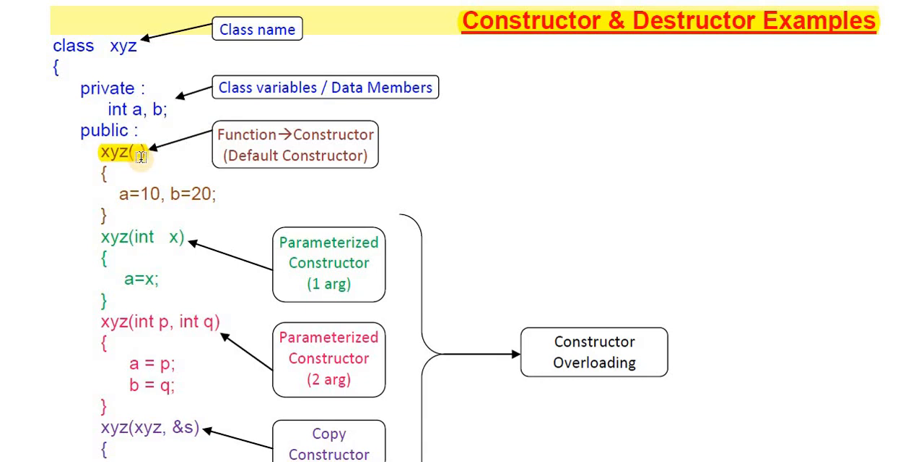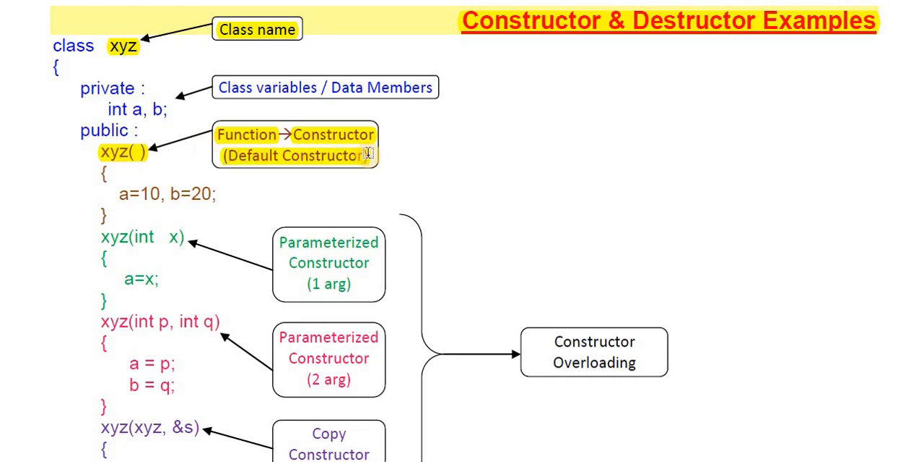So when will it become a constructor? It will become a constructor when this function name is the same as the class name. So here xyz is the class name, and here xyz is a function. This function name is also the same as the class. So this function will become a constructor, and this constructor has empty parenthesis. Empty parenthesis means it is not accepting any parameter, or it is not using any argument. It has 0 arguments.